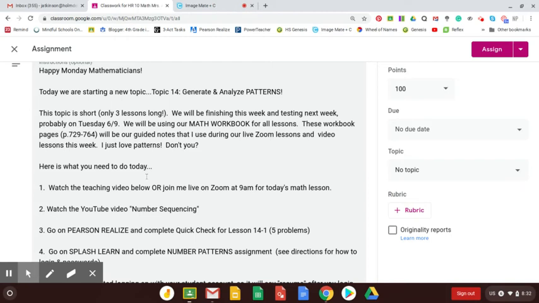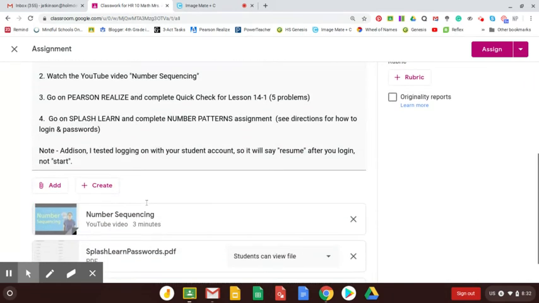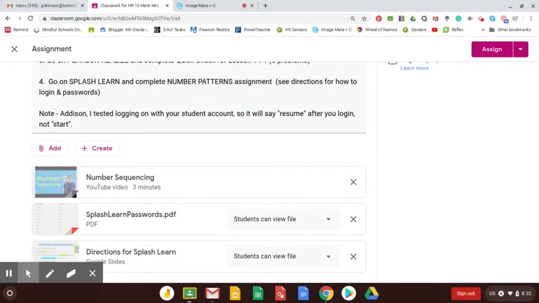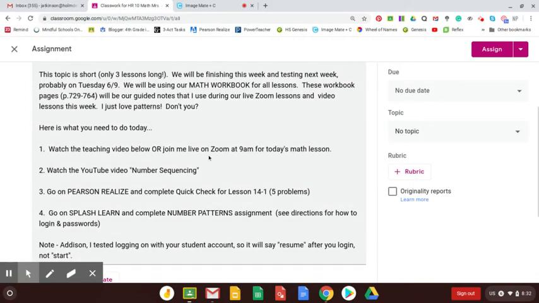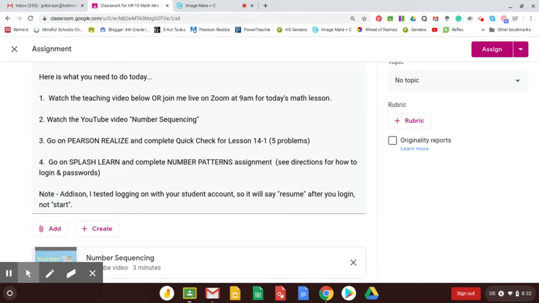So here's what you need to do today. Number 1, you need to watch the teaching video below or join me live on Zoom at 9 a.m. And you're already watching the video, so that's great. Then you're going to be watching a quick number sequencing video that is right here. It's only 3 minutes long, so you're going to do that. And then your work for today, your independent practice, is the Pearson Realize Quick Check for lesson 14.1.